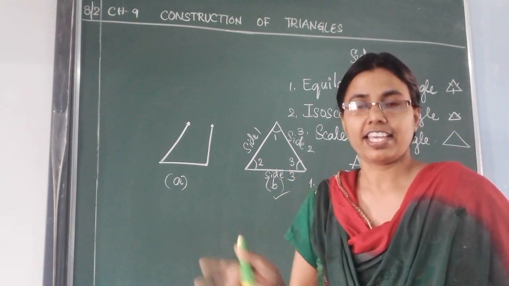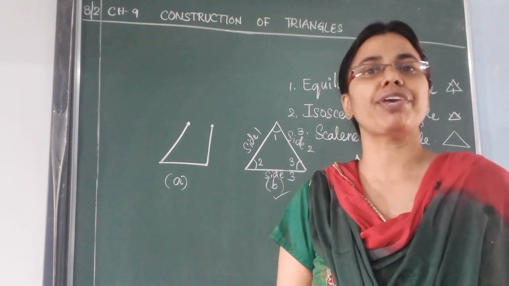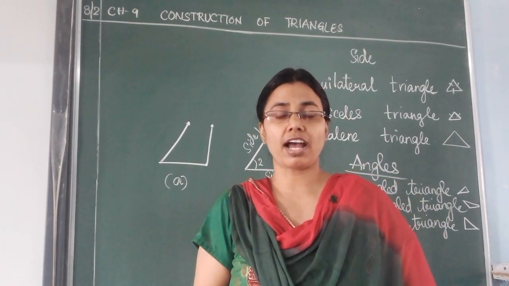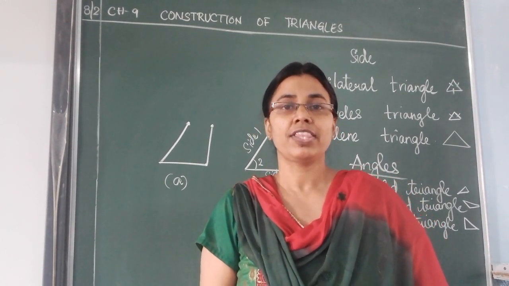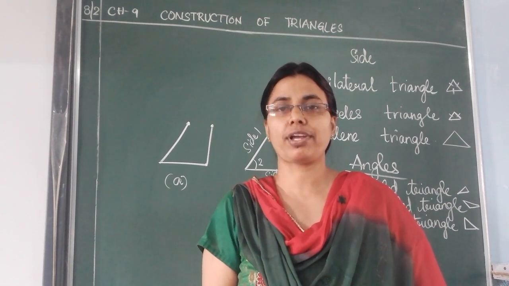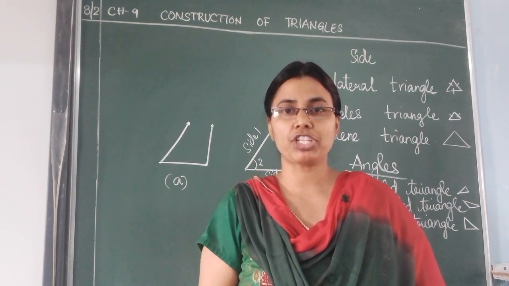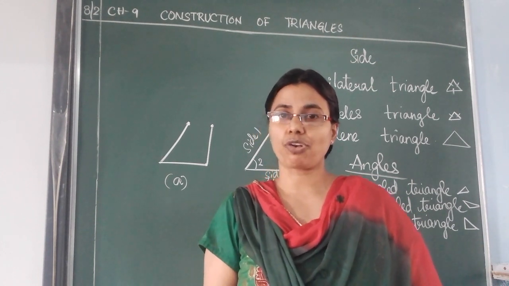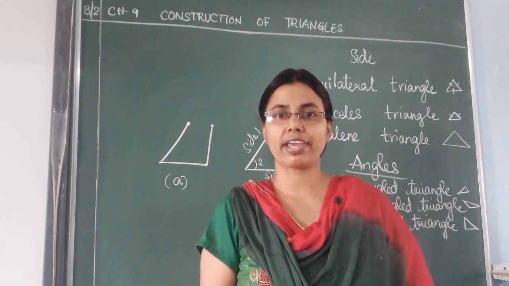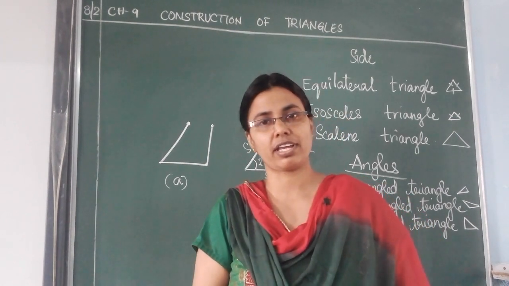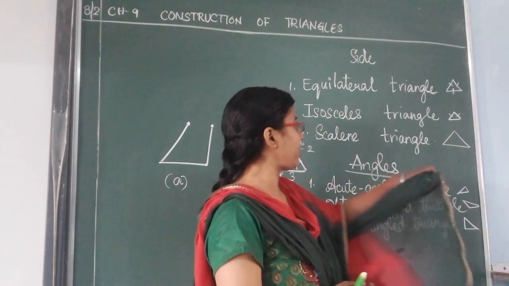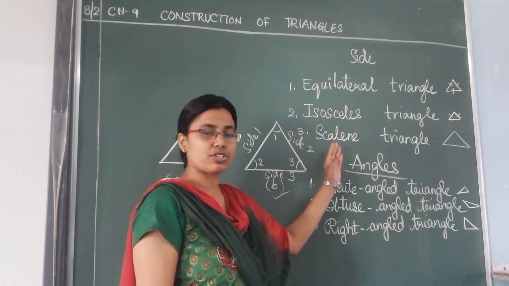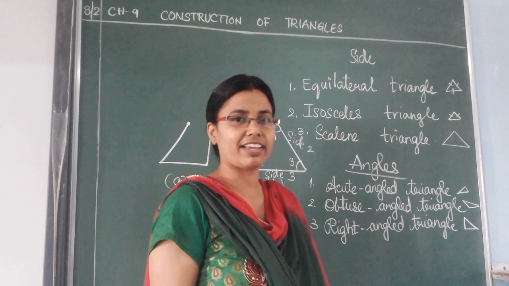Understood this part? This we are discussing because when they ask you to construct triangles, after constructing the triangle, they will ask which type of triangle it is. So according to the measurements and according to the figure, you have to identify whether it is a right angle triangle, obtuse angle triangle, or acute angle triangle, or even decide whether it is an equilateral triangle, isosceles triangle, or a scalene triangle.